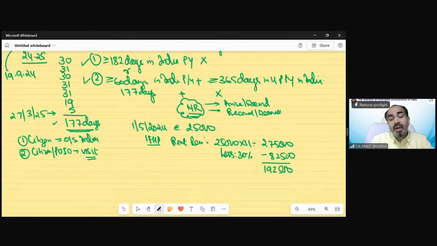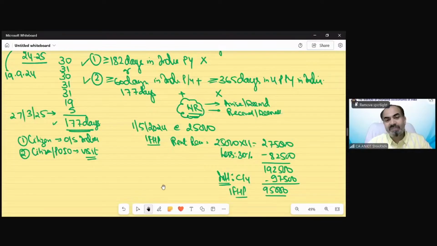So her income from house property value is 1,92,500. But she has also paid interest to the bank. And in the question, it has been specifically mentioned that it was current year interest. So the net income would be 95,000 rupees from income from house property.